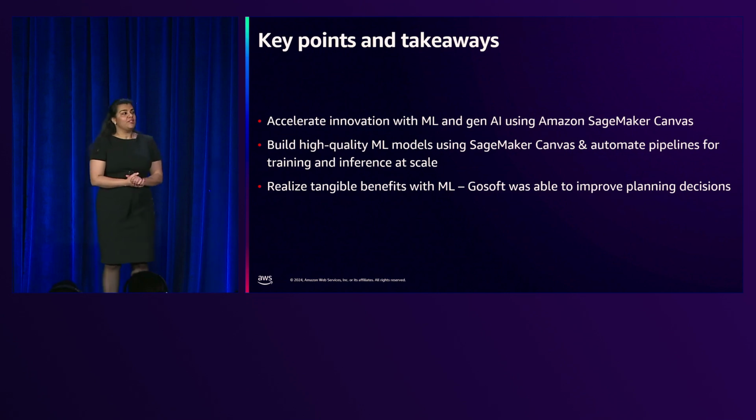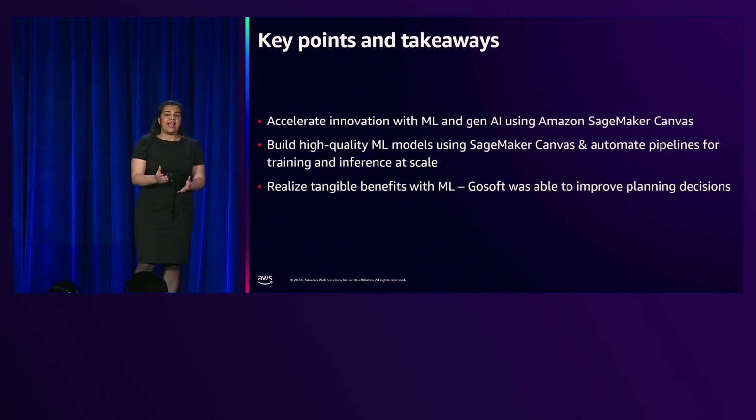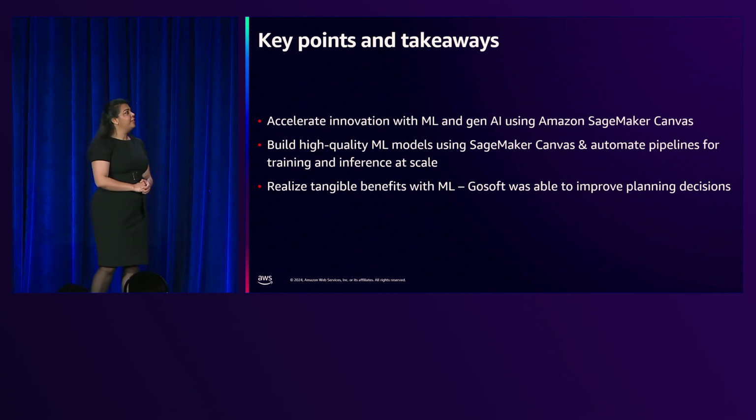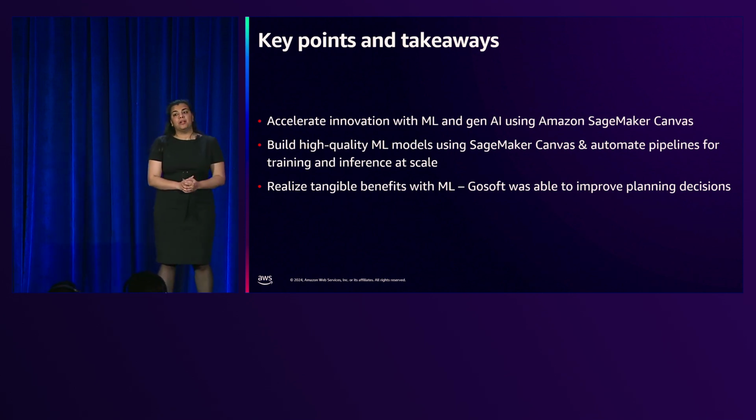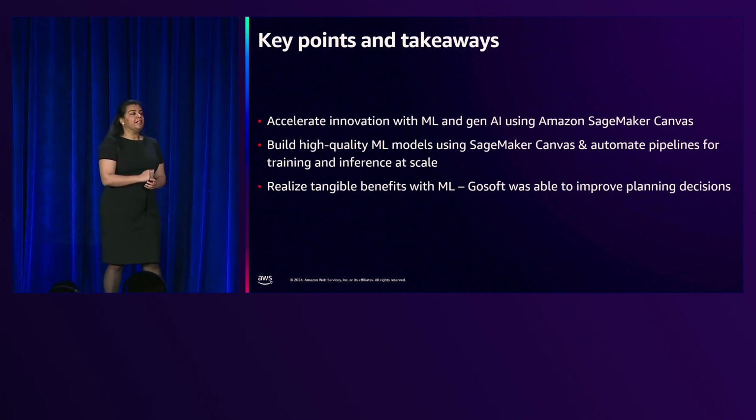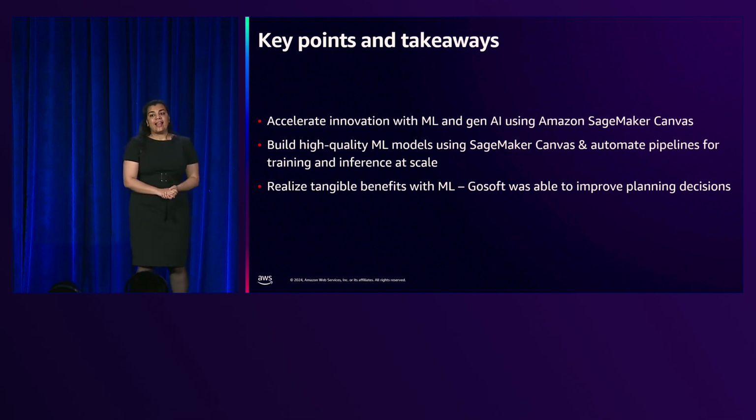Now, before we wrap up, I just want to close with the 3 key takeaways from our discussion today. We talked about how you can accelerate machine learning and take your ideas into production without writing a single line of code using SageMaker Canvas. We saw how SageMaker Canvas can help you build high-quality ML models without writing any code and without having deep ML experience. Not only can you build high-quality models, but you can also put them into production confidently and automate your training and inference pipelines. And lastly, how you can achieve tangible business results, with the example that we saw from Gosoft.